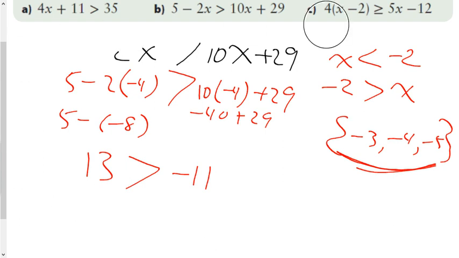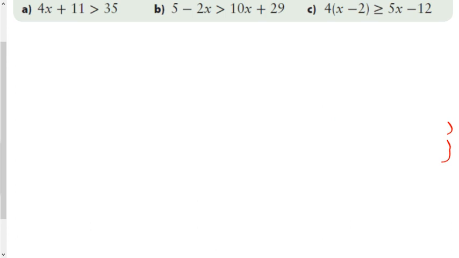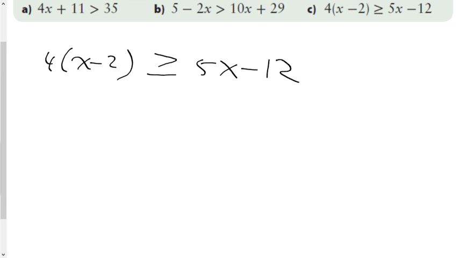And the last question, C. Sorry. C, we have 4 times x minus 2 is greater than or equal to 5x minus 12. Go ahead and try this on your own, and then we'll see if you're right. So obviously we have variables on both sides of our inequality, but we also have the multiplication of a monomial by a binomial, which will expand using distributive property.